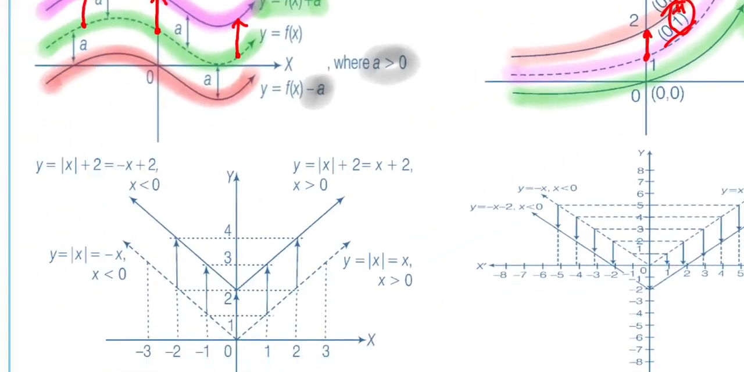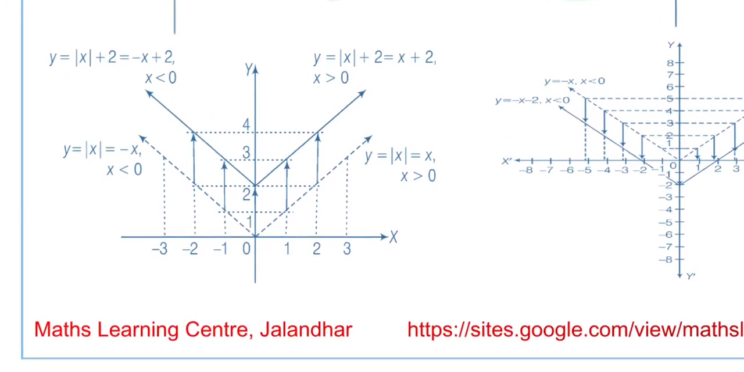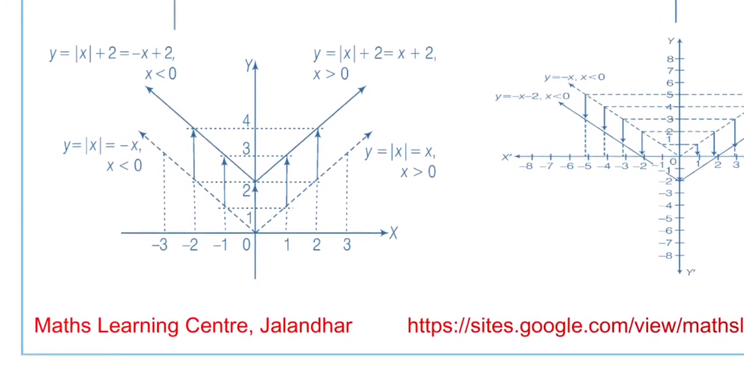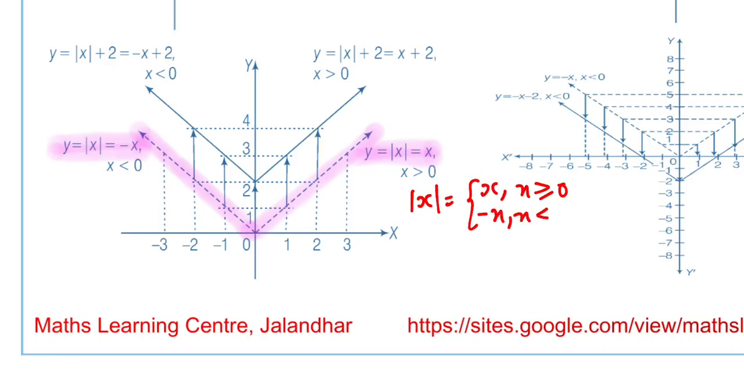The next example we have, this is the function given to us. The function is y is equal to mod of x. This is the graph of y is equal to mod x. By the definition of this function, we know that mod x is defined as x if x is greater than or equal to 0, and minus x if x is less than 0. This is the function y is equal to mod x we are talking about.